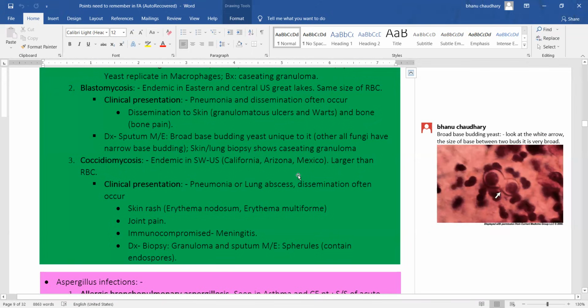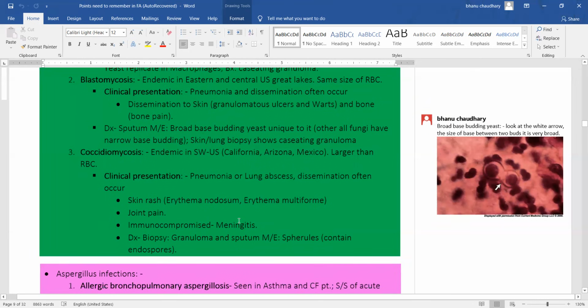I've encountered a question over it where I confused this case with Klebsiella, because they told me about very thick sputum and very thick colonies, and I confused it with Klebsiella, but it was a case of coccidioidomycosis because the patient has a history from California and he's having this skin involvement also. So please be aware of this fact.